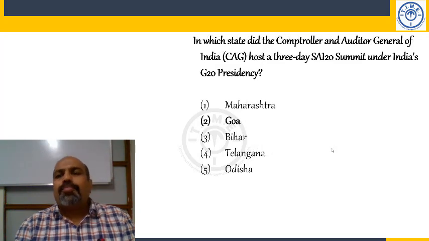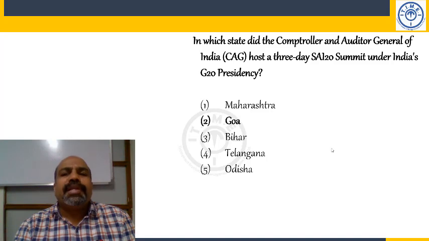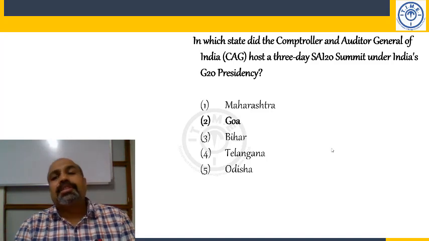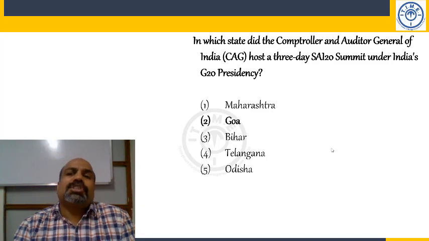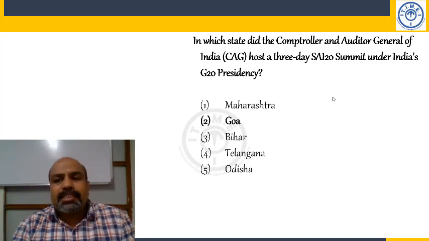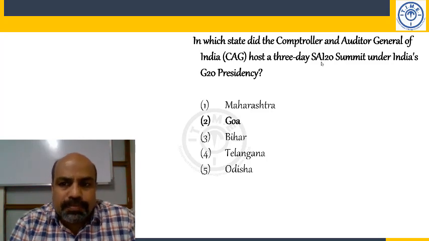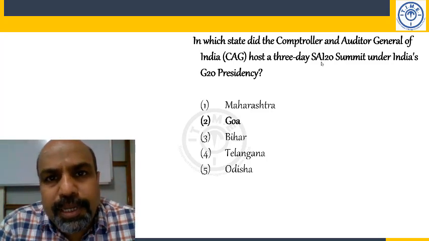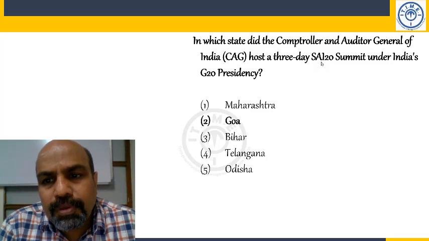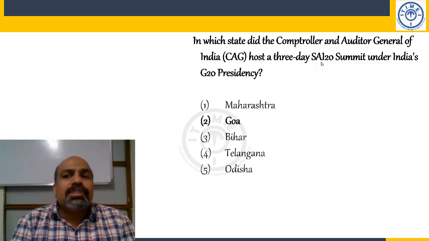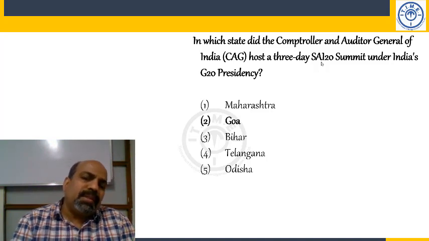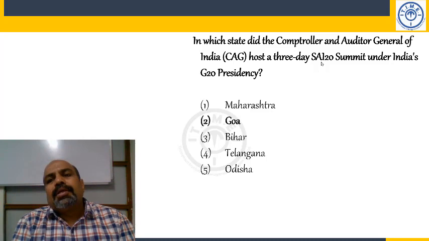In which state did the Comptroller and Auditor General of India host a 3-day Supreme Audit Institutions 20 Summit? SAI stands for Supreme Audit Institutions. Summit under India's G20 presidency. It was in Goa. And who is India's CAG? You could write this name and then we can go to the next question.